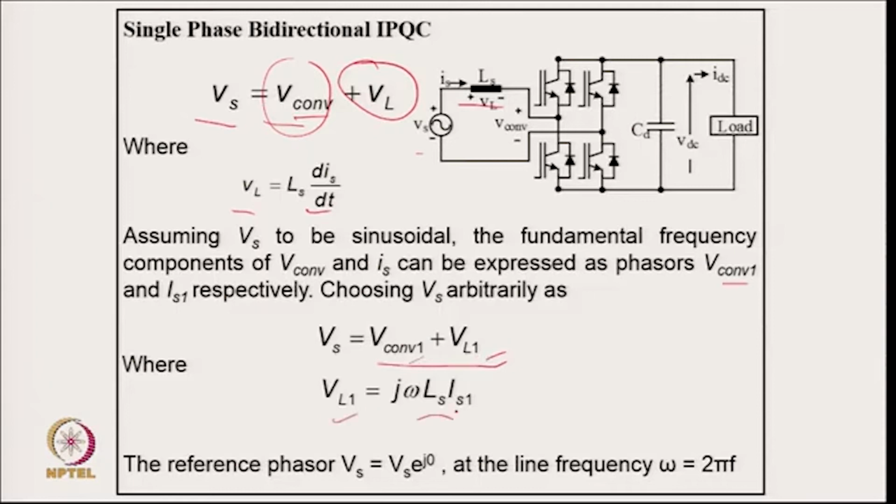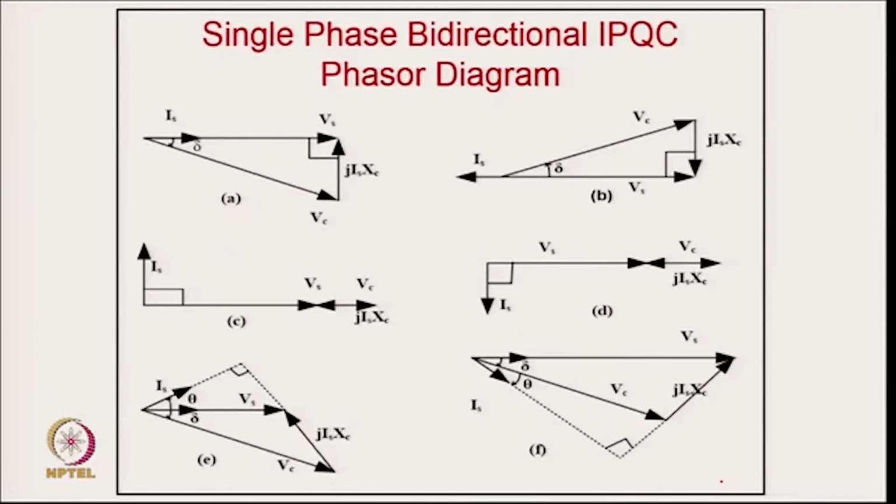And what is the inductor voltage drop? That is j omega Ls, corresponding to the fundamental frequency of the supply, into Is1. So, this is the inductor voltage drop, which will of course be at 90 degrees to the current, and the phasor of the supply voltage we can take at 0 angle, with the frequency of omega. Now these are the phasors corresponding to different operating conditions.